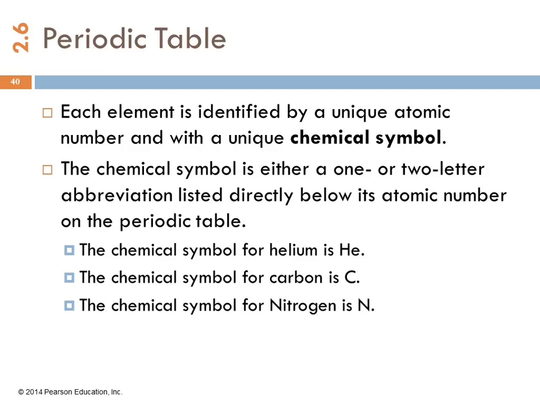Each element has a unique atomic number. It also has a unique chemical symbol. It's either 1 or 2 letters, and it's listed below the atomic number on the periodic table. So helium has the symbol He, carbon is a C, nitrogen is an N. The first letter is always capitalized. The second letter, if there is one, is never capitalized. And we have to be very, very particular about that.